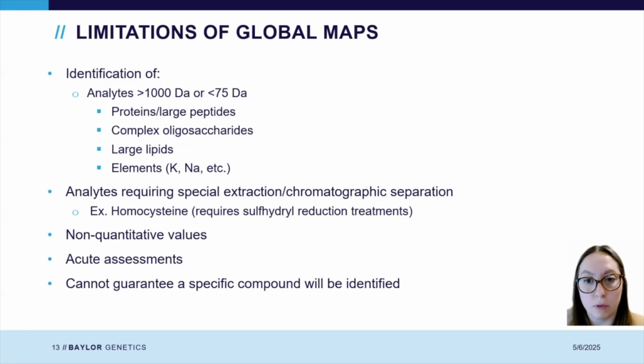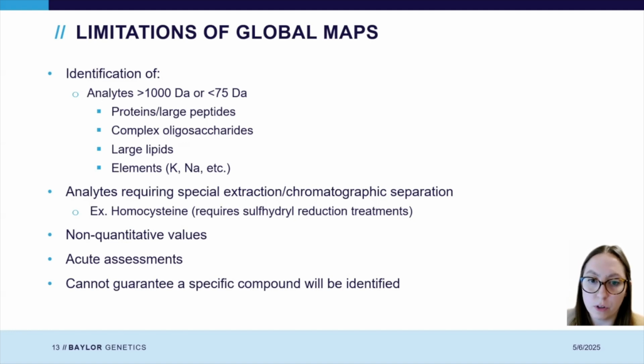mucopolysaccharidoses, or mucolipidoses. Certain metabolites also require specialized extraction or chromatographic methods. Homocysteine, for example, must undergo reductant treatment to be measured accurately, so it's not captured in the standard workflow. Moreover, Global Maps delivers semi-quantitative results expressed as z-scores relative to a reference population rather than absolute concentrations, and it's not suitable for acute metabolic crisis assessment.